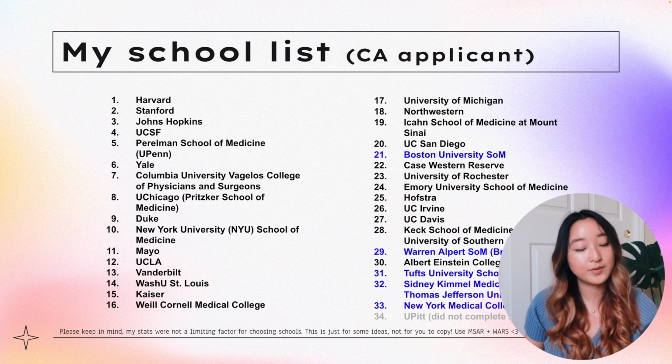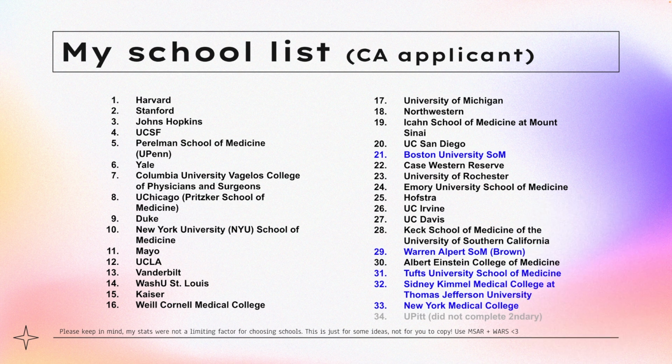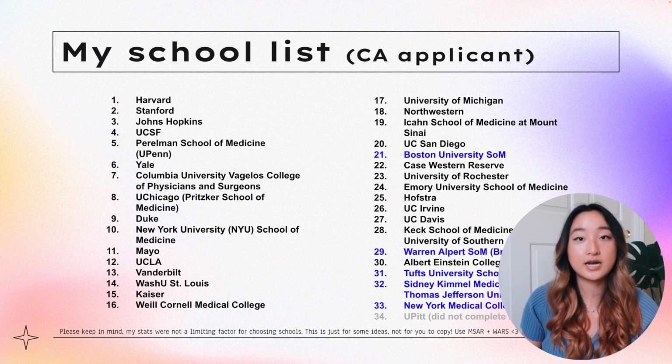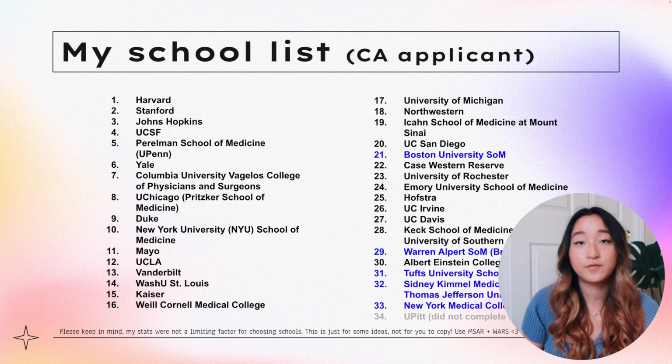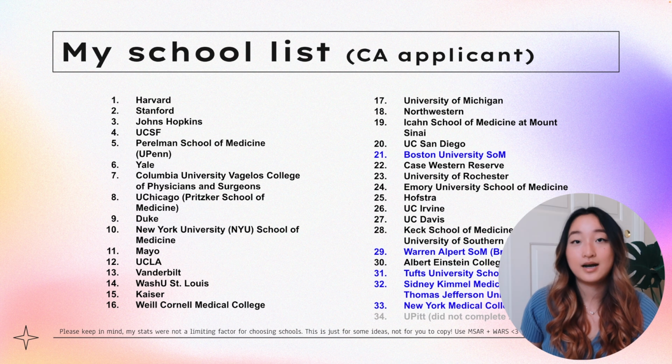To conclude, I'm going to show you my school list as a California applicant. I applied to 34 schools on my primary and only completed 33 of those. I did not meet the chemistry requirement for UPitt. Please keep in mind, I'm just sharing this for some inspiration, not for you to copy. Please follow all of the tips I provided earlier in the video when making your own school list. For a completely different applicant with different stats, different application experiences, and a different home state, this might be an awful school list. Hindsight is 2020.